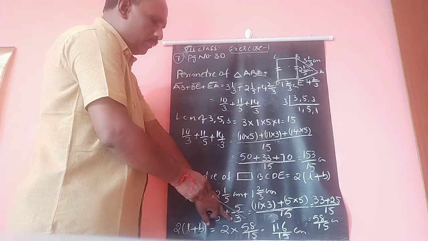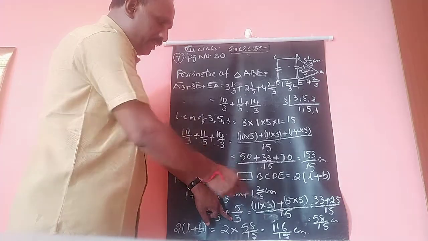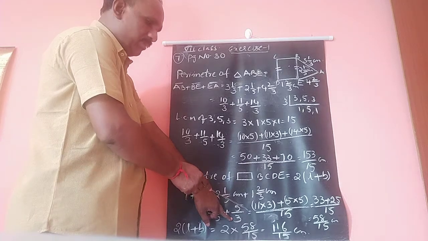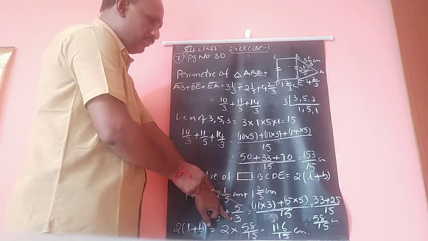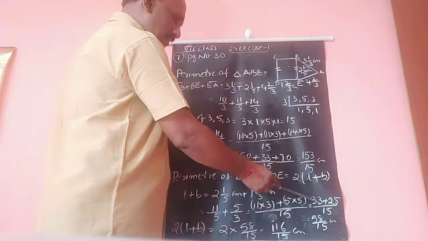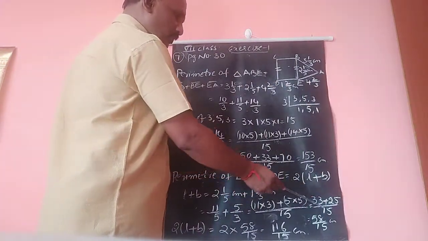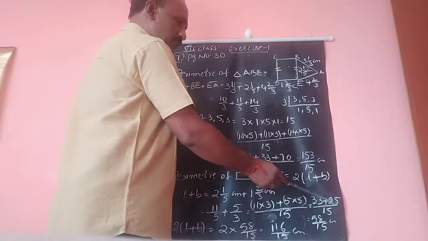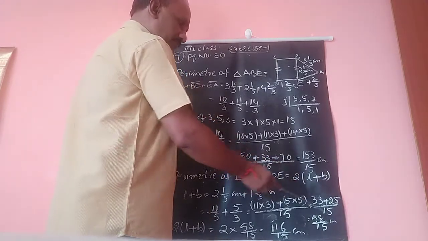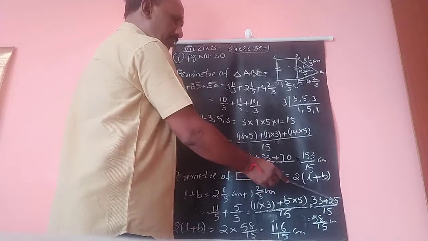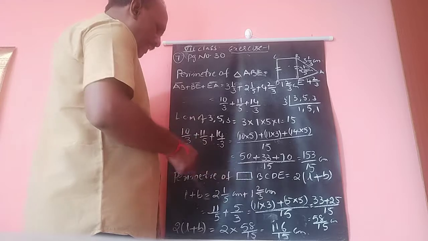Again, what number should multiply with 3 to get 15? 3 fives are 15. Again, the numerator part also should multiply with the same number, 5. 5 into 5, 25. Now listen here. 11 threes are 33 plus 5 into 5, 25. 33 plus 25 by 15. 33 plus 25 means what? 58. 58 by 15.